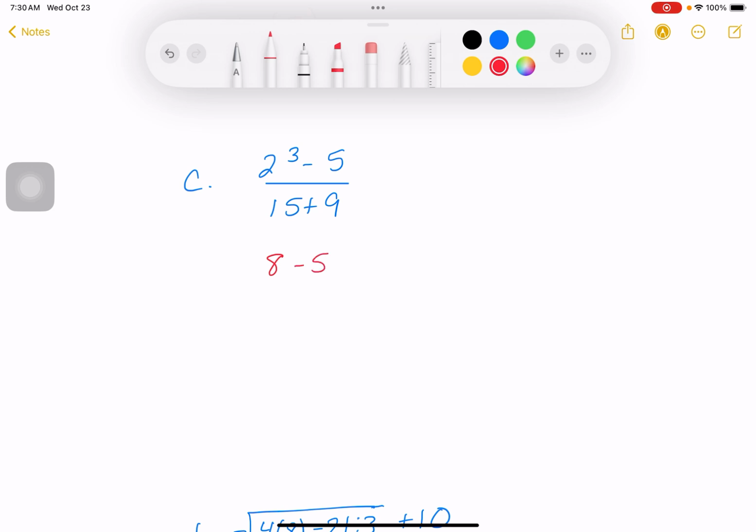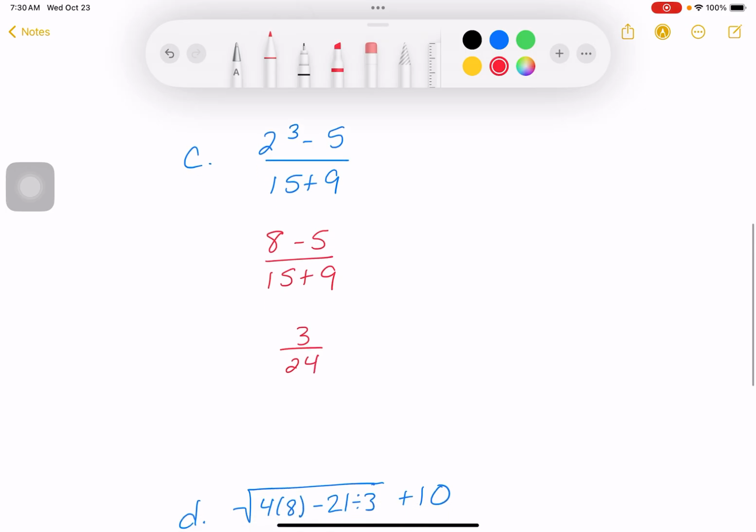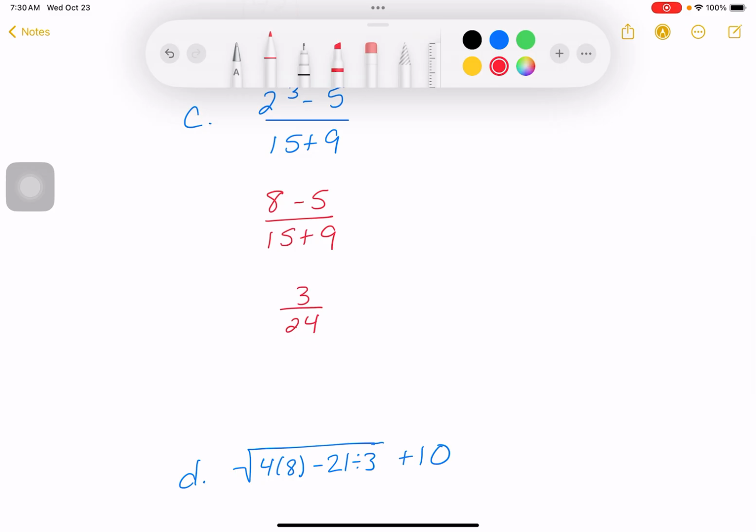So it would be 8 minus 5 all over 15 plus 9. If I solve what's on top first, 8 minus 5 is 3, and 15 plus 9 is 24. Now I would do 3 divided by 24. You're going to notice that that does not come out to a nice even number. So you can either write it as a simplified fraction, or you could convert that to a decimal if it is a nice clean decimal. Either of these would be appropriate answers for those order of operations.